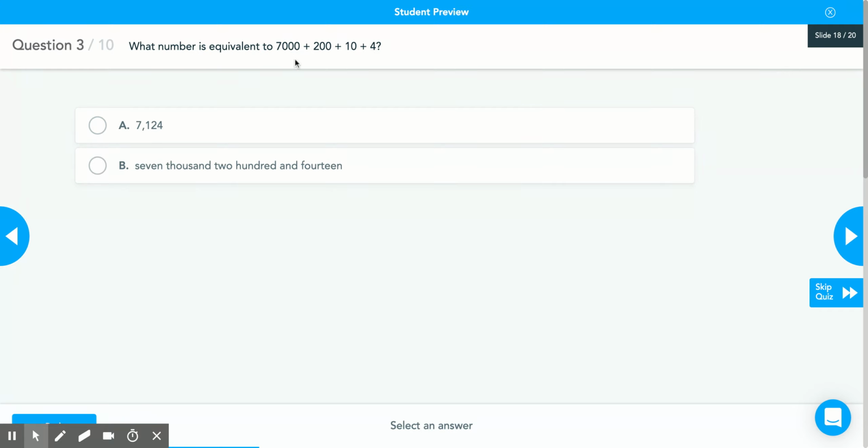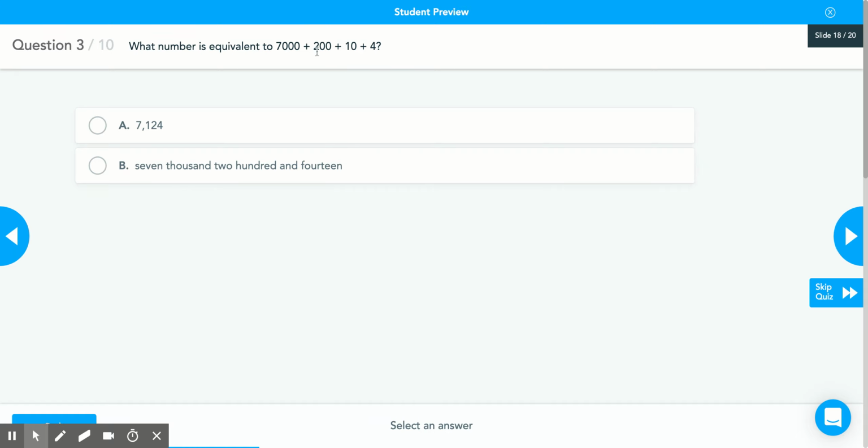Next, we have what number is equivalent to 7,000 plus 200 plus 10 plus 4. This number is an expanded form, and we have to either convert it into the correct form of standard form or into words. So we have the first number being 7,000, so we check in A. The first thousands digit is 7, which would be correct. And in words, it does say 7,000, which is also correct. So both are correct so far.